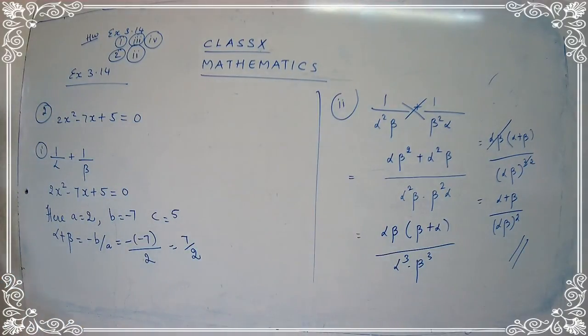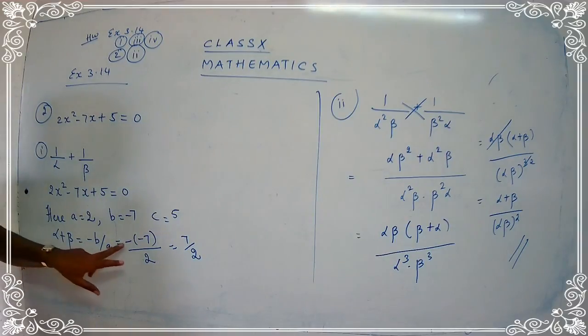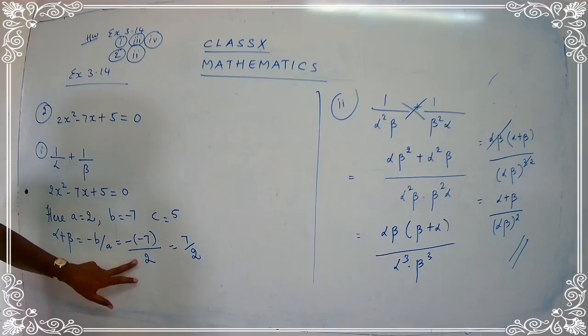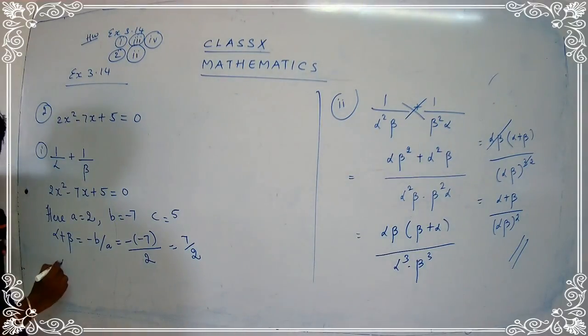Are you clear with alpha plus beta? What is the formula for alpha plus beta? Minus b upon a. Minus b upon a is the formula. I'll put the first minus. What is the value for b? Minus 7 upon 2. What is minus minus? 7 upon 2. Okay.